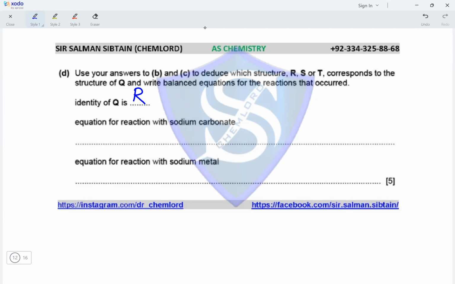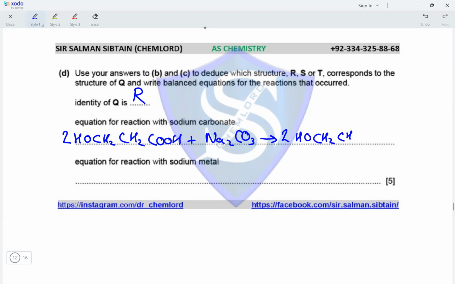Equation for the reaction with sodium carbonate, so it would be HOCH2CH2COOH reacting with Na2CO3. So we would need 2 moles of this compound. This would produce 2 moles of HOCH2CH2COO minus Na plus, CO2 and H2O.